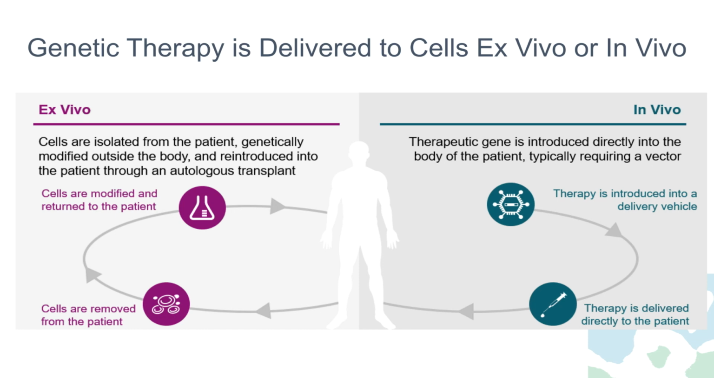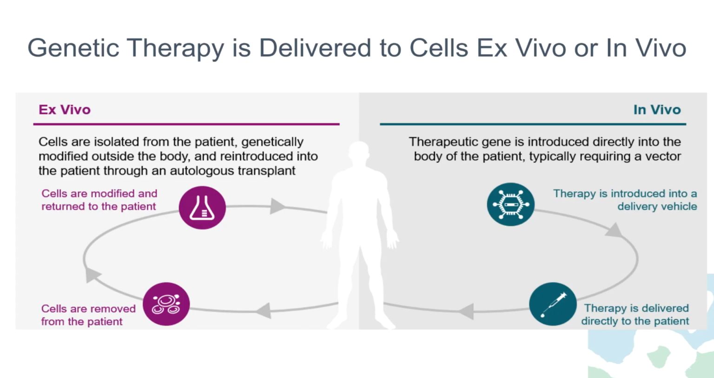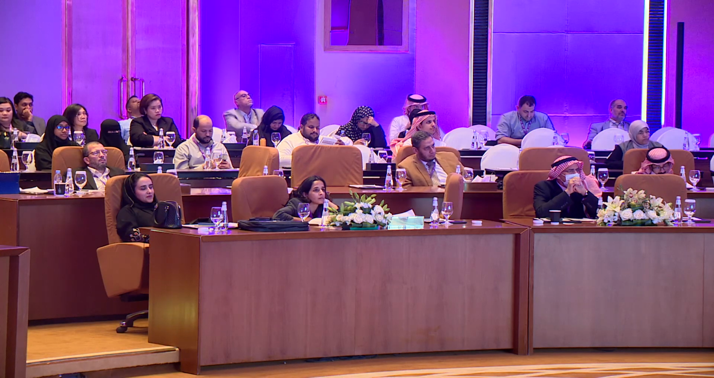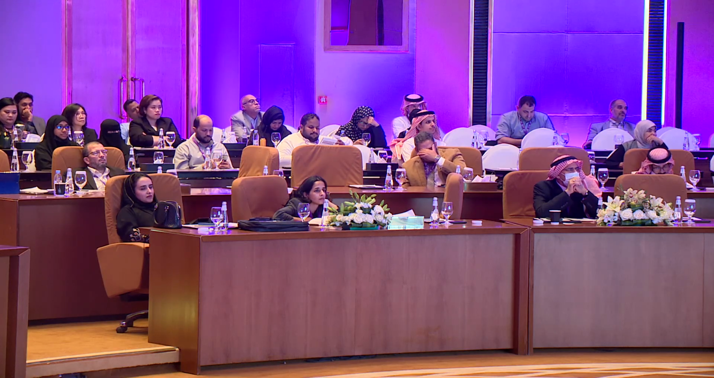So the ex vivo, similar to what I showed you in the previous talk, we take the stem cells and send them to the lab, that's outside the body, that's when the gene addition or the gene editing is going to occur. The in vivo happens inside the body. Basically we give the patient the vector, and the vector will go to the cells. This is what happened with our hemophilia gene therapy products.